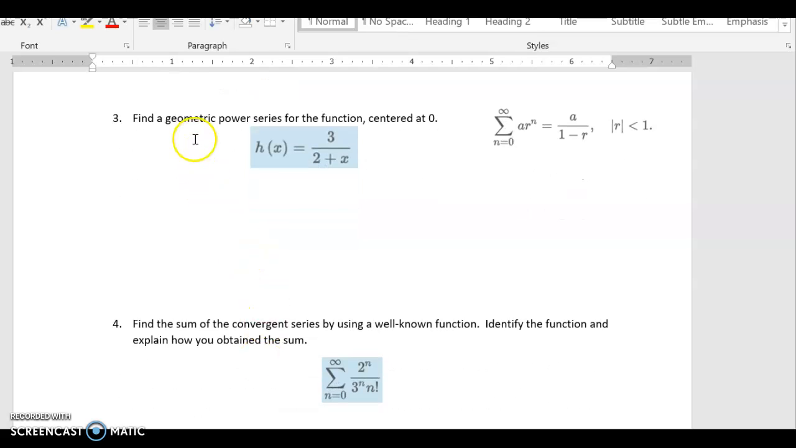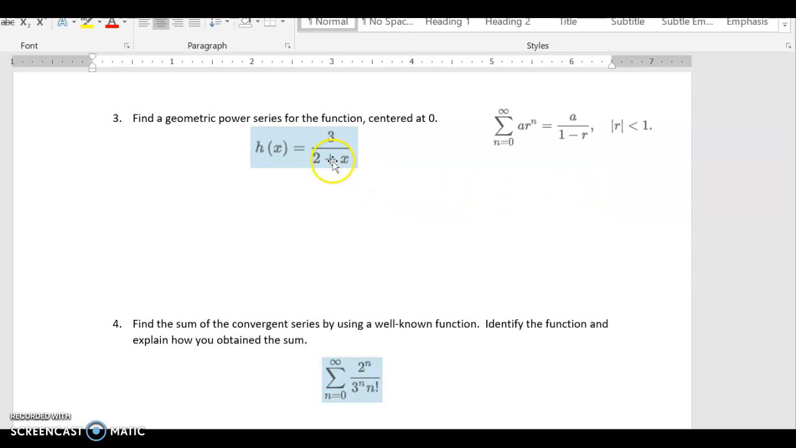Okay, let's do problem 3. Find a geometric power series for the function centered at 0. All right. So geometric power series, I'm going to my formula sheet or my textbook, and I know those. That looks like this, right? The sum is given by this formula provided that the absolute value of r is less than 1, right? We learned that way back when we were looking at series before we got into series as functions, okay?